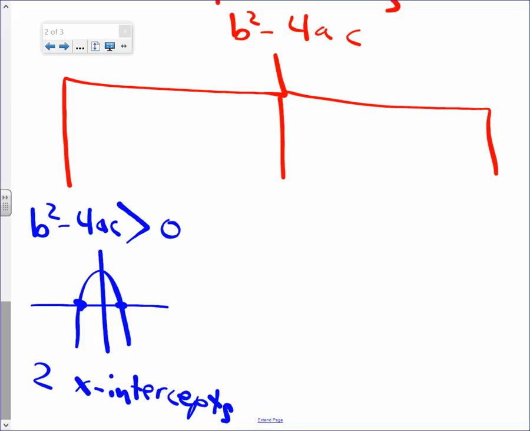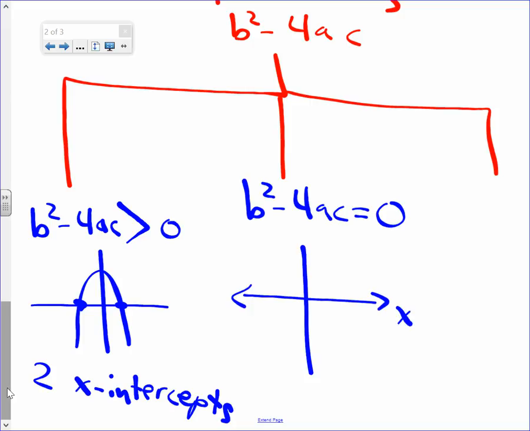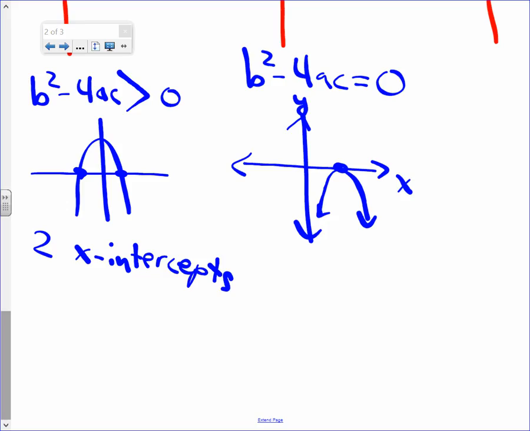It's 2 x-intercepts. How about if you have b squared minus 4ac and you get exactly 0? What if it becomes 0? Exactly. Then you're dealing with a parabola that has 1 x-intercept. Put it right there, 1 x-intercept.